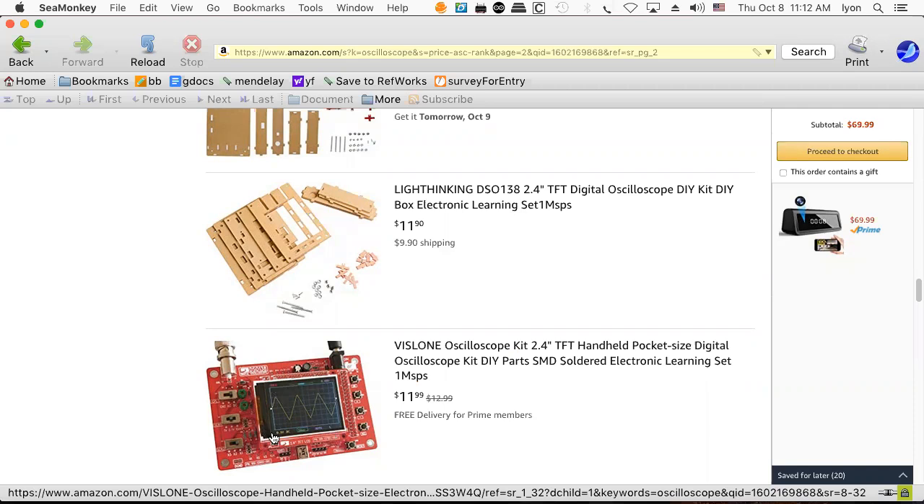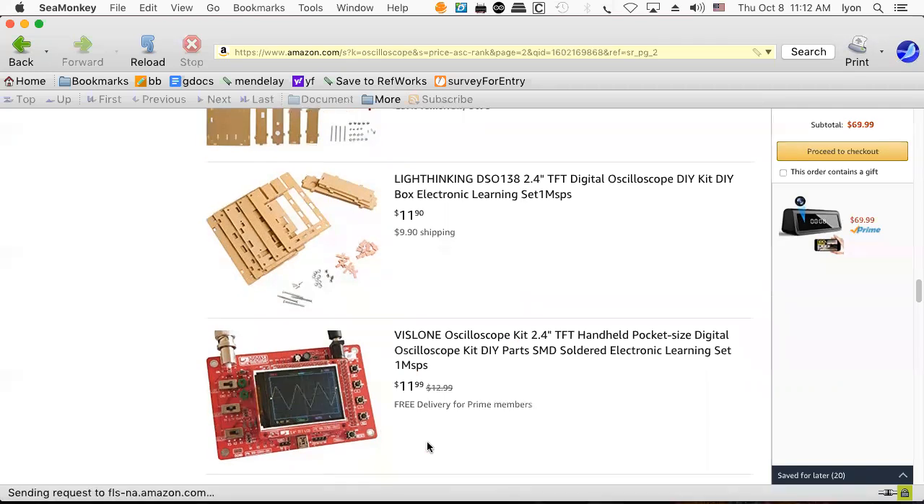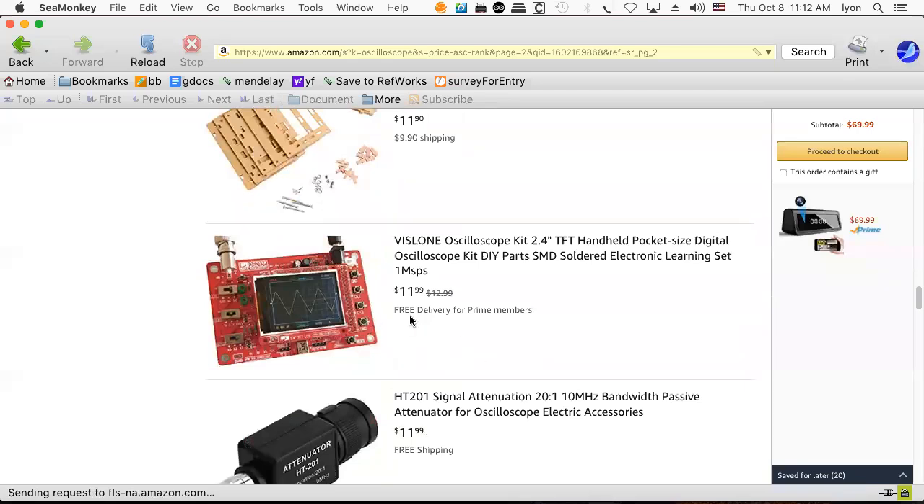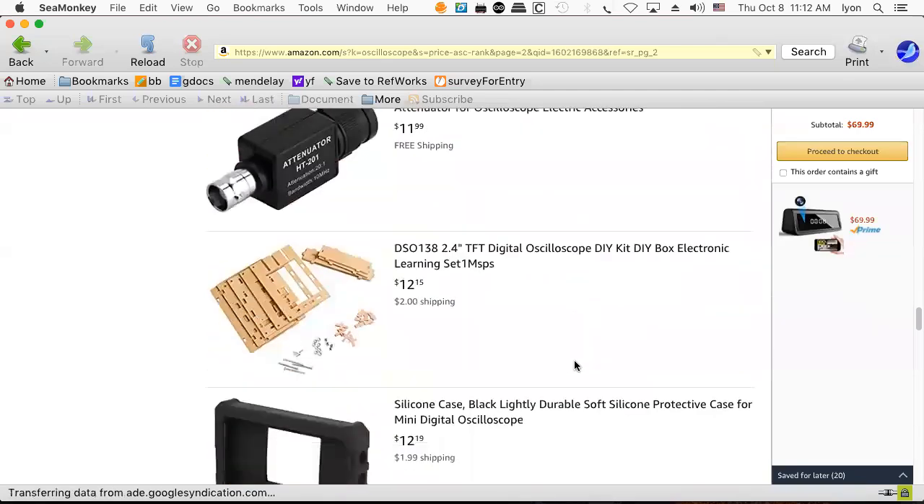And then what? You have an $11 oscilloscope? How good could that possibly be? I don't know. Got to read the reviews on that one. $11 is an unbelievably low price. Too good to be true.